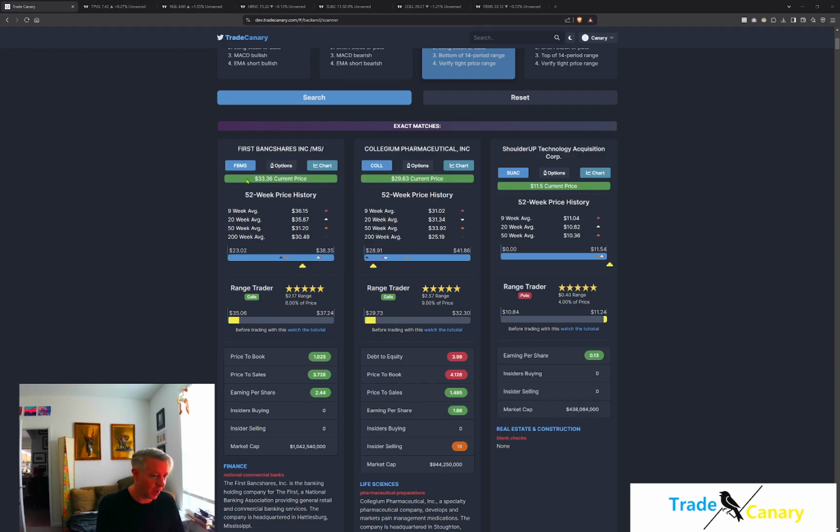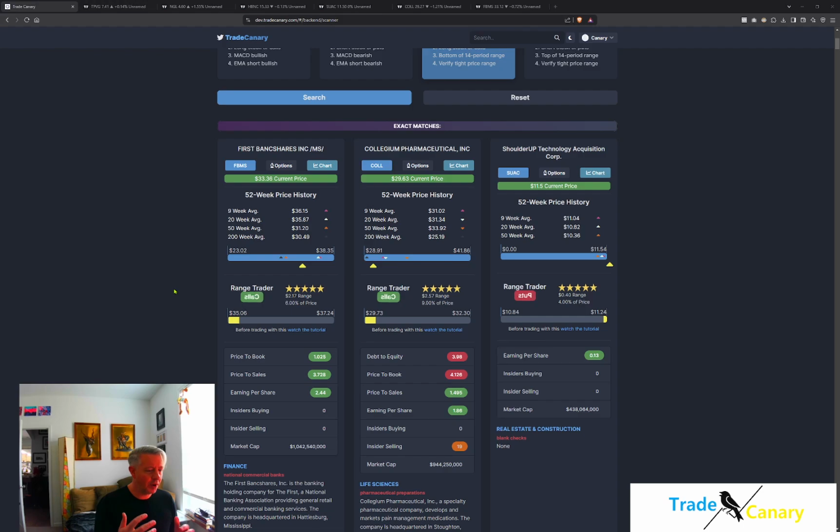In this case with FBMS, 35.06 is the low end of 14 weeks of price history. 37.24 is the high end, the top end of that range, for a total value of $2.17 of travel, right, from top to bottom, which represents 6% of the price of FBMS. Today's current price, I should say.